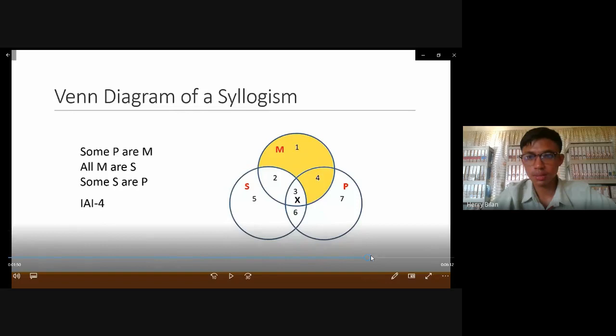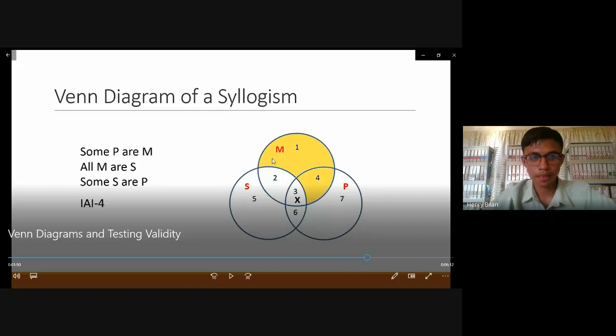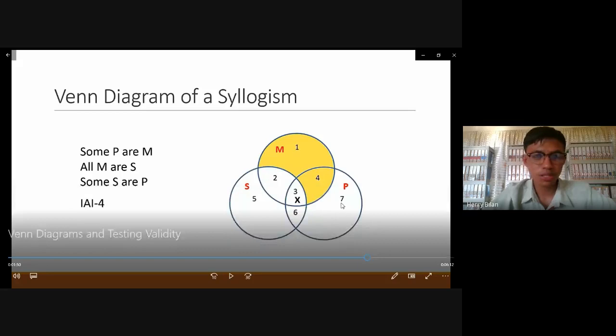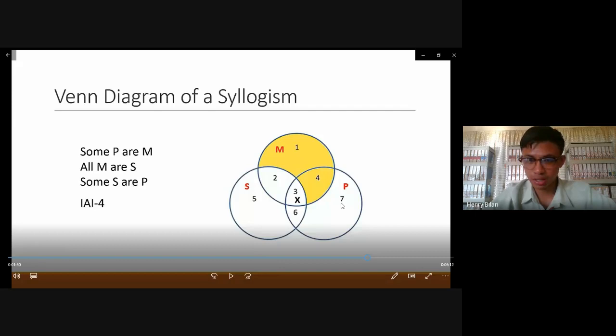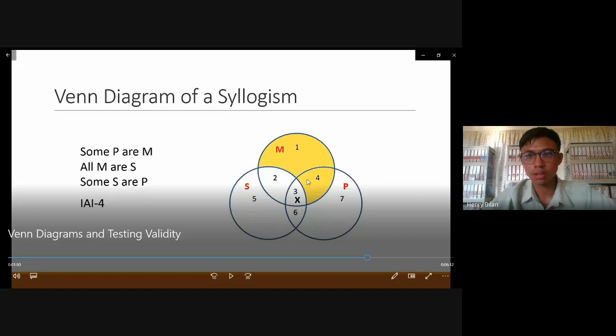Kaya ganyan siya. Bakit naging ganyan siya? Kasi inuna natin yung all M are S. Lahat ng M na kasali sa S, andito na siya. Kaya, yung outside ng S na M, shinade na natin. Then, after that one, ito naman ang i-diagram natin, yung some P are M. So, between M and P. Sa principle na naman, we do not put any X in a shaded area. Huwag nating ilalagay ang X sa shaded area. Kaya, hindi pwedeng ilagay dito sa 4. Hindi rin siya pwedeng ilagay dito sa gitna kasi masasagi yung shaded area. Kaya saan pwedeng ilagay? Sa number 3.